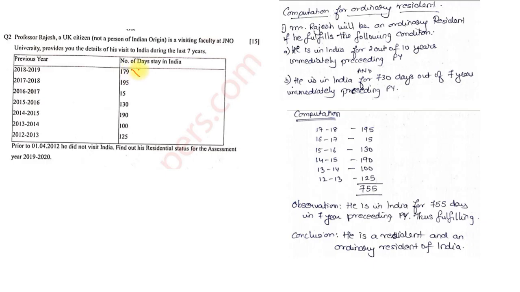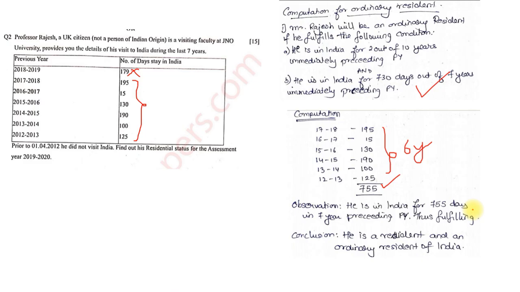The previous year we don't take; we go ahead. There are 6 years of data given. We note down the 6 years of data: 195, 15, 130, 190, 100 and 125. When we add up the 6 years of data, it came to 755 days, thus fulfilling the 730 days clause. Observation: he is in India for 755 days in the 7 years preceding the previous year, thus fulfilling the condition. Conclusion: he is a resident and an ordinary resident of India.